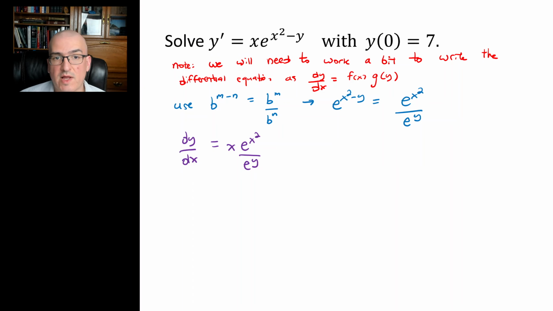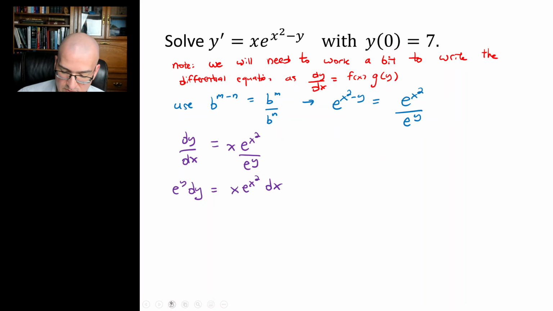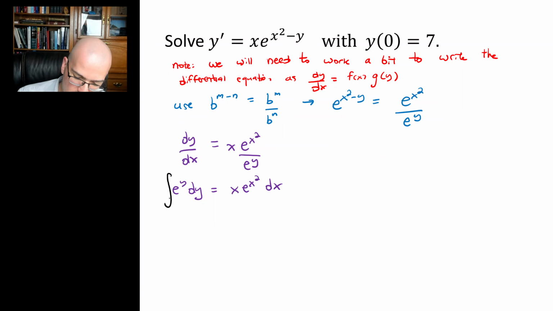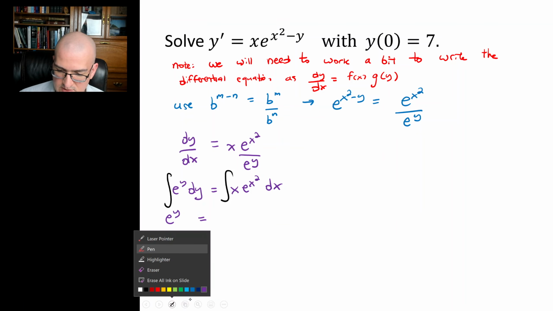I'm going to cross multiply. So e to the y dy is equal to x e to the x squared dx. On the left hand side, let's integrate. Don't forget to integrate. Left hand side, the antiderivative of e to the y with respect to y is just e to the y. Right hand side, we need substitution.